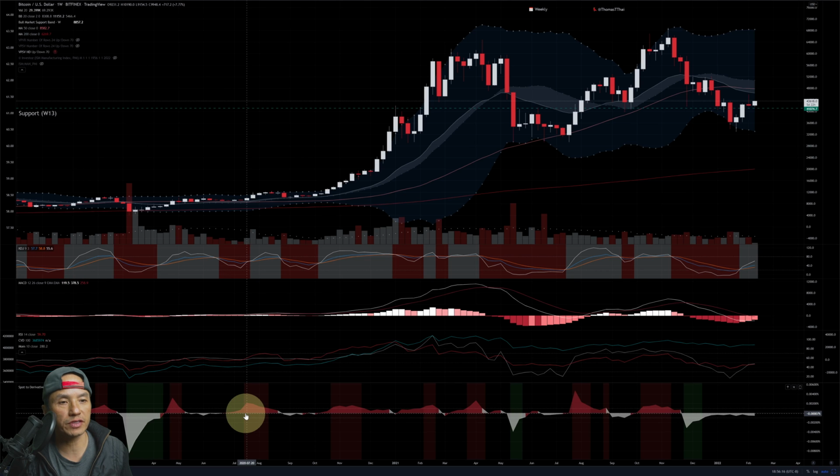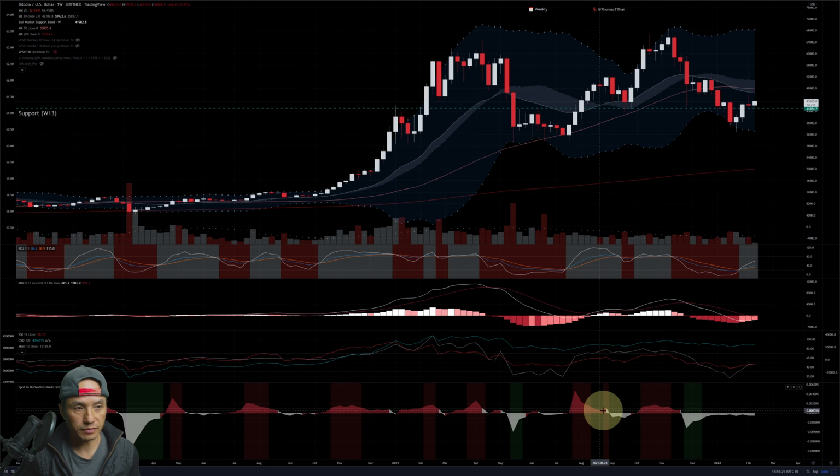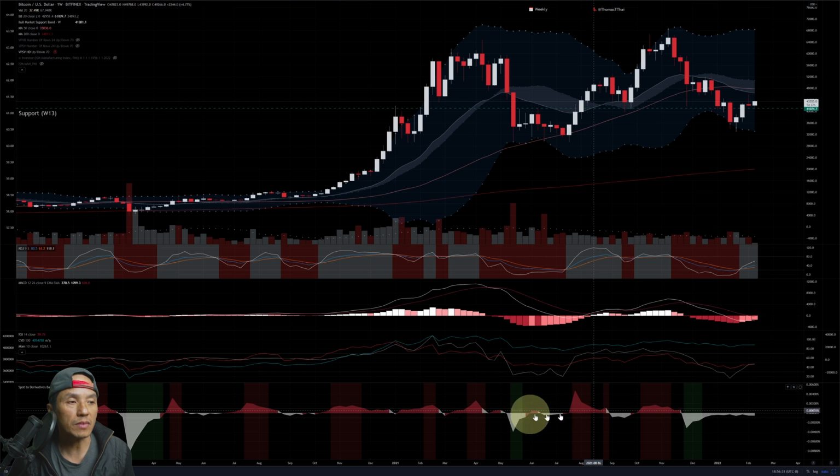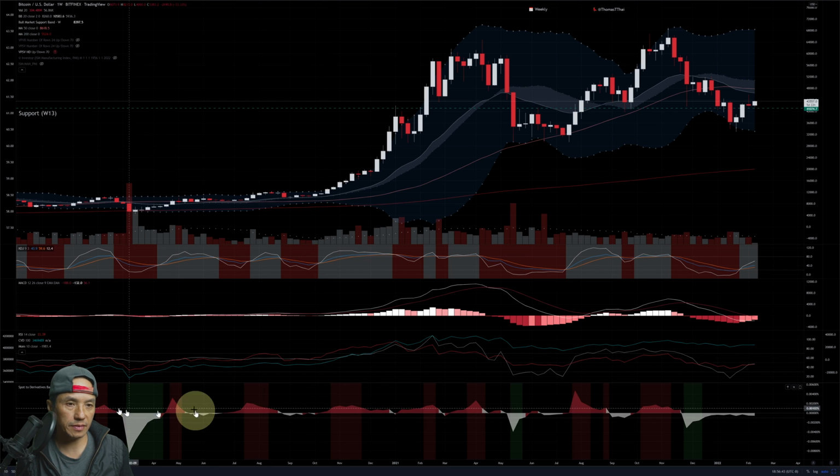spot to derivative basis. There are a few of these on the TradingView community script marketplace. This one is closed source, so I don't know what the source code looks like, but I'm gonna guess. There are other ones that are paid, but they work similarly, and there's another one that's open, but it's not as good in my opinion. So how do you find this indicator?